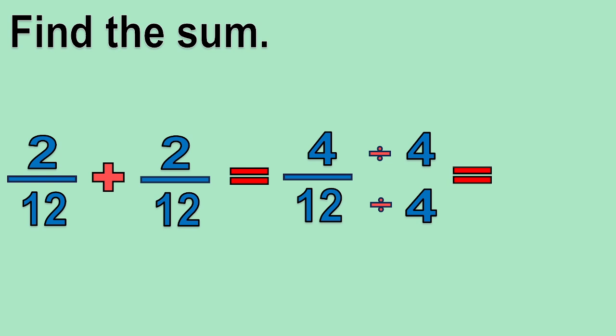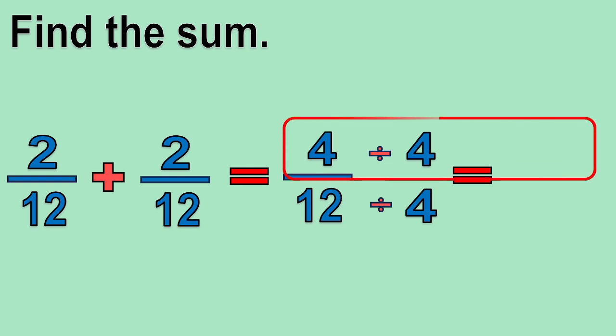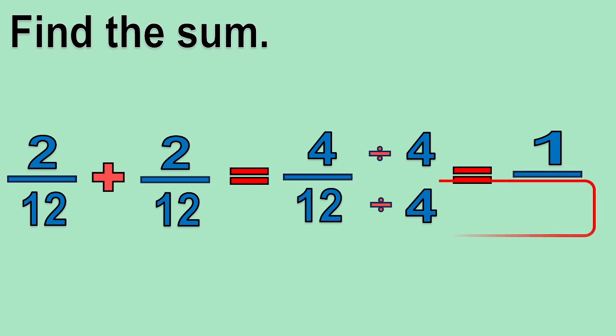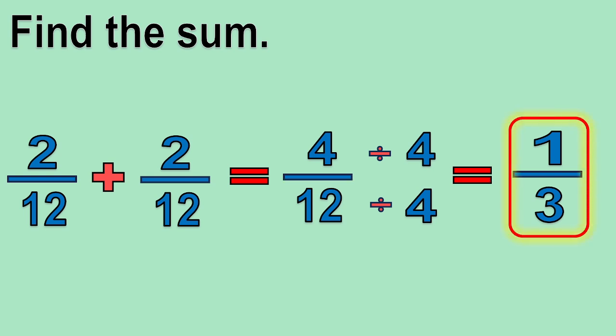Let's divide. 4 divided by 4 equals 1. Next, divide the denominator. 12 divided by 4 equals 3. Our final answer is 1/3.